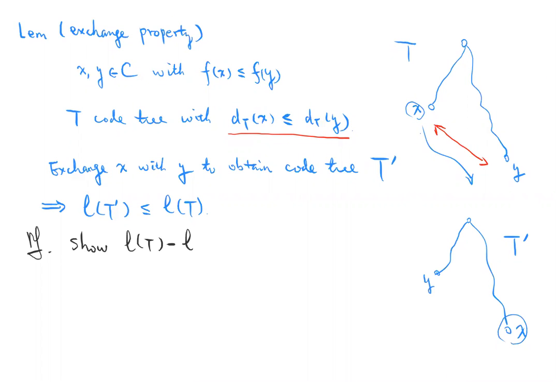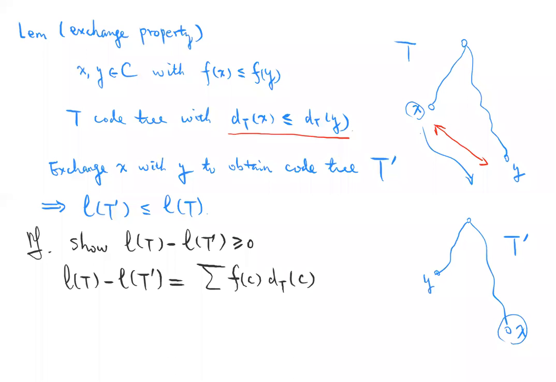All right. So what we need to show is this one: the cost of the old code tree minus the cost of the new code tree is non-negative. That means the cost of the new one is no more than the cost of the old one. So that's a very simple manipulation of algebra. So just use the formula. By definition, the cost in the old tree, where c is a character, minus the cost in the new tree.